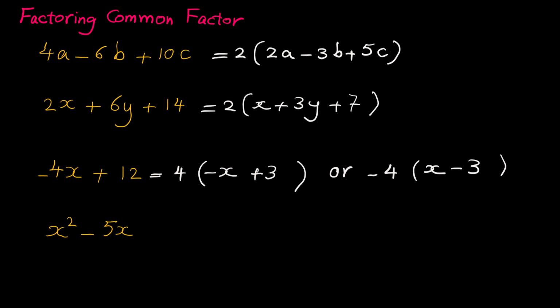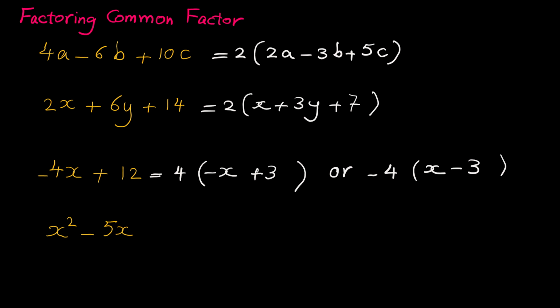x to the 2 minus 5x. Please pay attention. Here the coefficient, this number here, is 1. We have a hidden 1 here, basically. When you say x to the 2, it's basically 1x to the 2 minus 5x. Between 1 and negative 5 or 5, we don't have any common factor. The common factor is basically 1, so we don't have anything to factor.